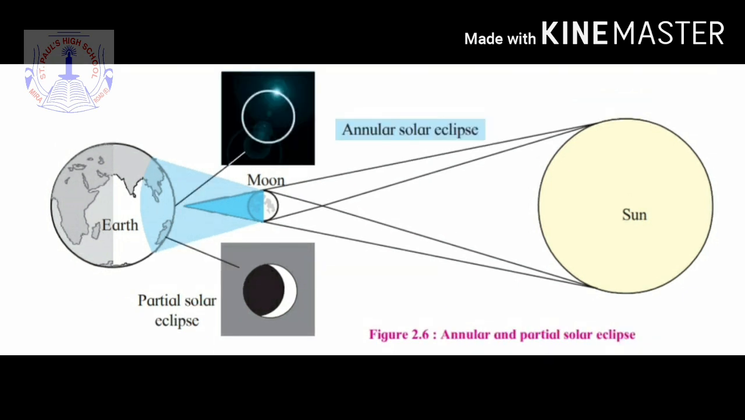Now we see annular and partial solar eclipse. Sometimes the moon is in the apogee position. This means it is at its farthest from the earth. As a result, the deep shadow of the moon is cast in space and does not reach the earth. From a very small region of the earth, only the illuminated edge of the sun disk is seen in the form of a ring. This is called annular solar eclipse. Annular eclipse is a rare phenomenon.